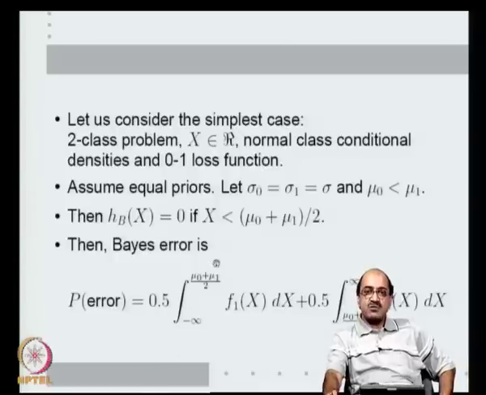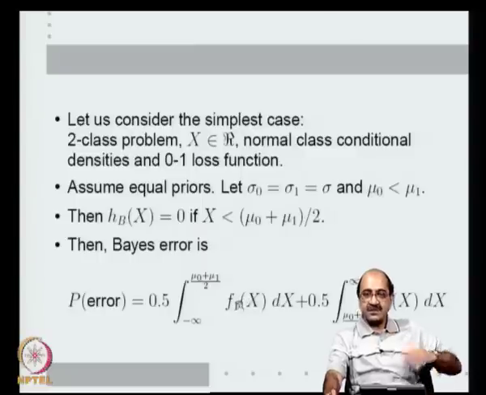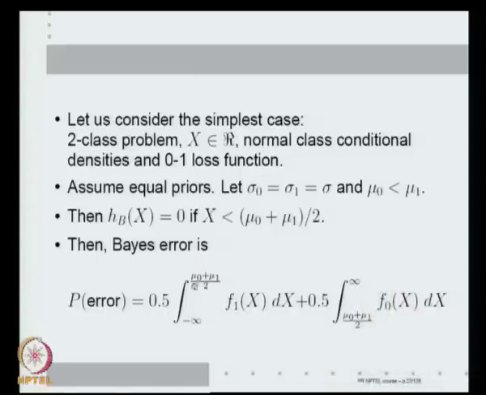For x less than (mu0 + mu1)/2, I will always call class 0. So, the probability of class 1 patterns coming with x less than this is one part of the error. That is, the probability that x belongs to class 1 and x is less than (mu0 + mu1)/2 is this integral of f1, the class 1 class conditional density, over this range. Similarly, the other error occurs when a class 0 pattern comes with x greater than (mu0 + mu1)/2. Okay. So, this is the Bayes error.